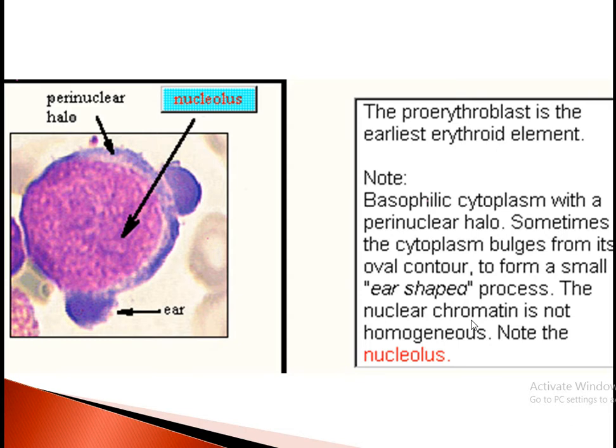From there we have the basophilic erythroblast, in which basophilic cytoplasm with the perinuclear halo is present. Sometimes the cytoplasm bulges from its oval contour to form a small ear-shaped process. Nuclear chromatin is not homogeneous, and you can see here the nucleolus as well.